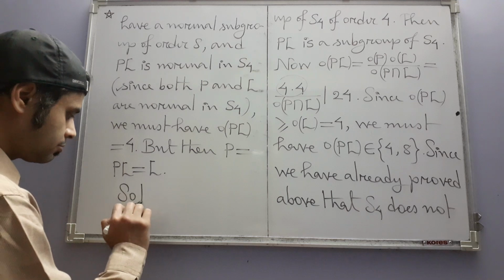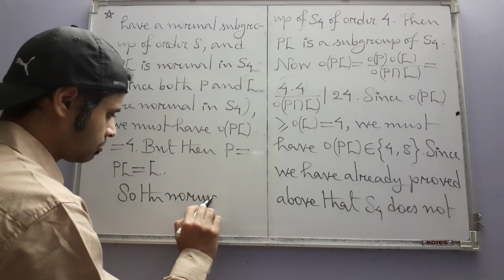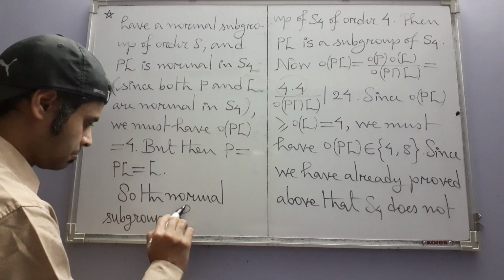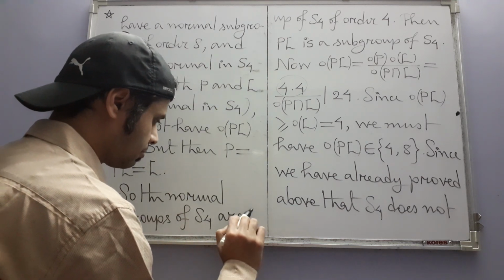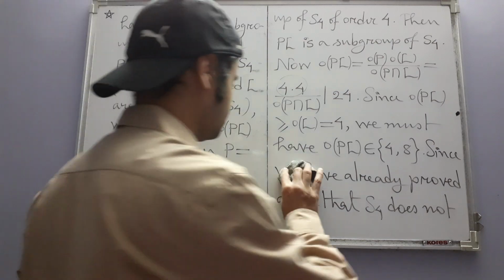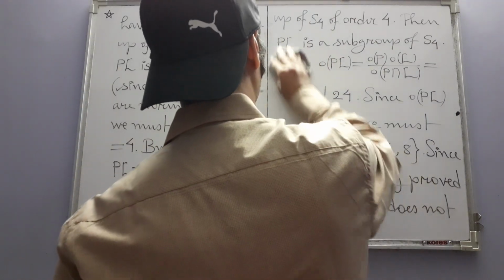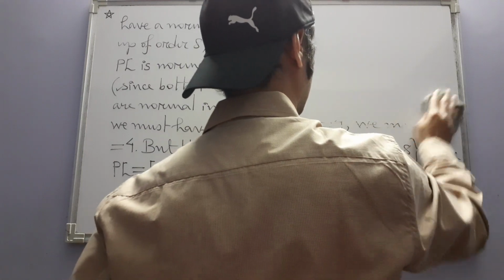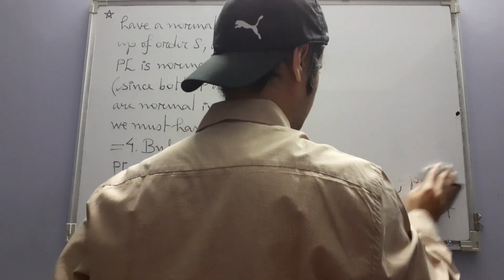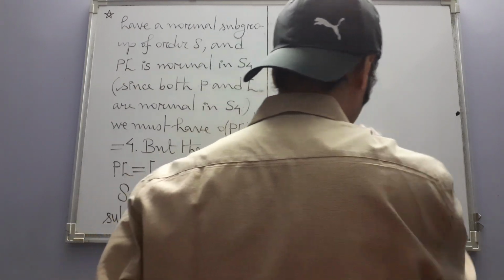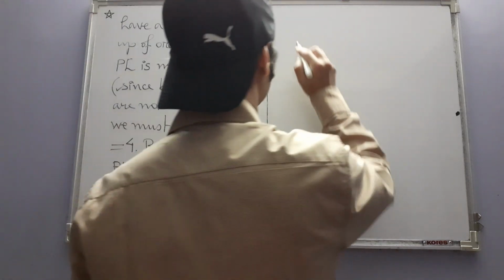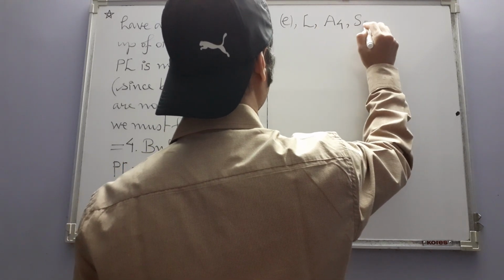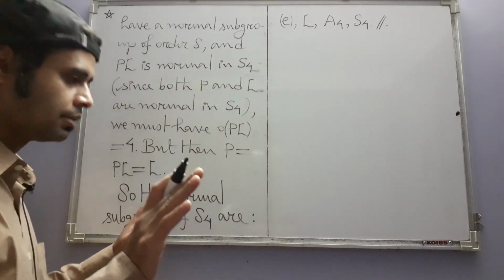So the normal subgroups of S4 are these. In increasing order, they are E, L, A4 and S4. Now everything is over.